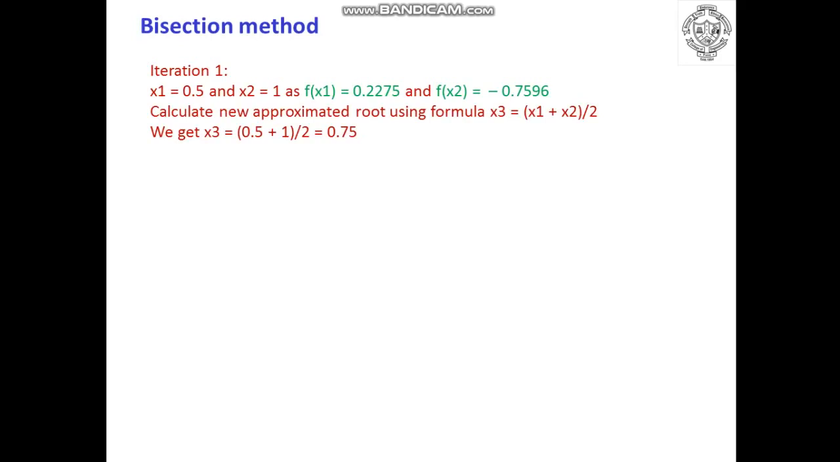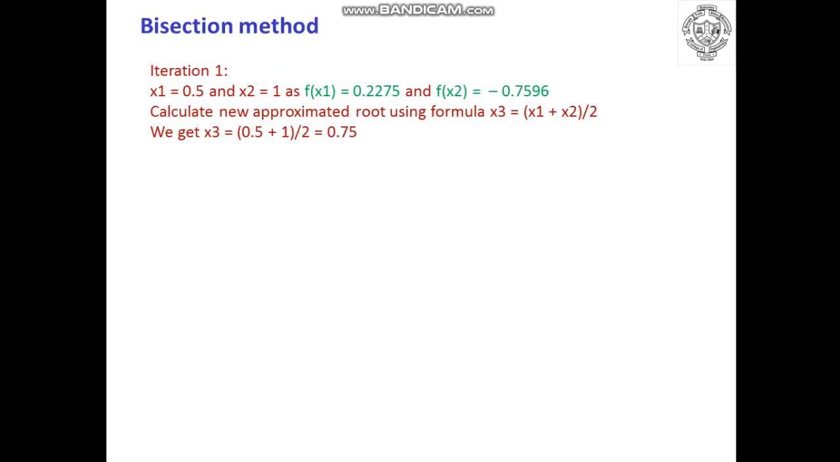So as we know that x1 is 0.5 and x2 is 1, because if you find the function, f of x1 is 0.2275 and function of x2 is minus 0.7596, these two initial cases are correct. So next step in the bisection method is to calculate new approximated root using the formula x3 is equal to x1 plus x2 divided by 2.